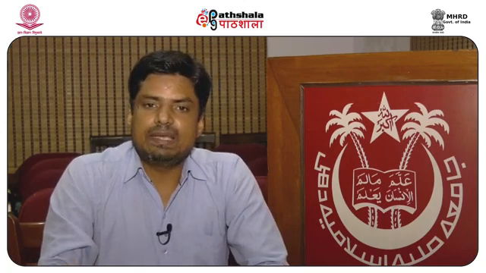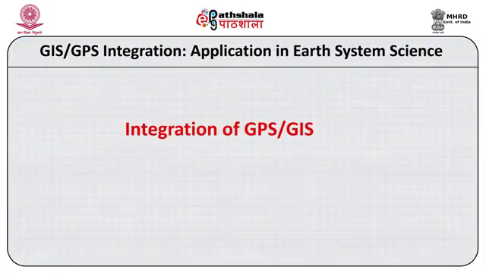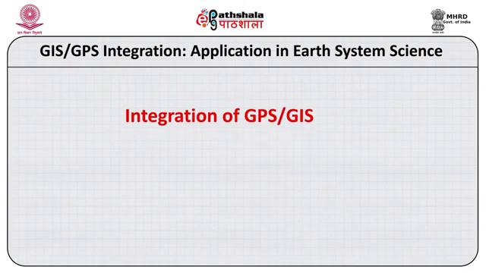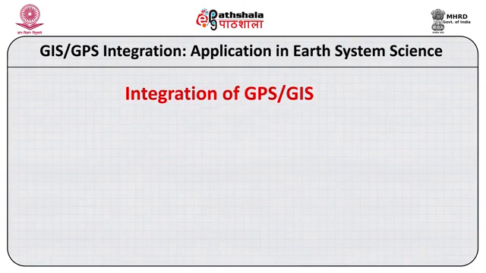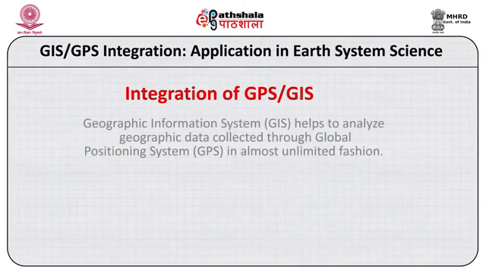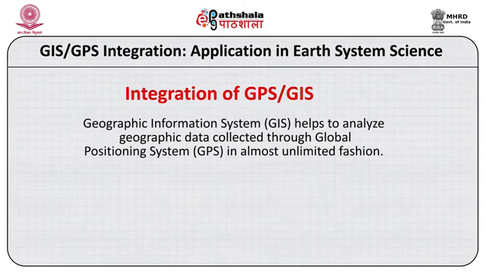Now I have already explained what is GIS, what is GPS, and what is integration of GIS and GPS. Now we will discuss the integration of GIS and GPS in a better, more detailed manner. The purpose of geographical inquiry is to examine the relationship among different geographical features collectively to describe real world phenomena. Geographical information system helps to analyze geographic data collected through global positioning system in almost unlimited fashion. GIS analysis uses the geographical properties of features collected through GPS to look for patterns and trends of different features located on the face of the earth.